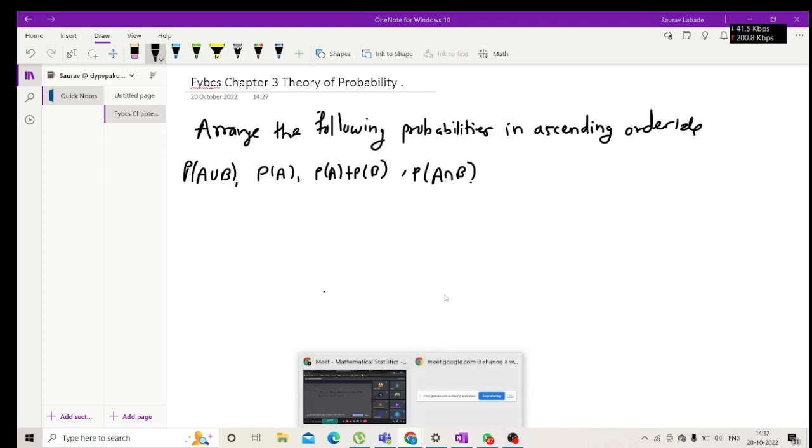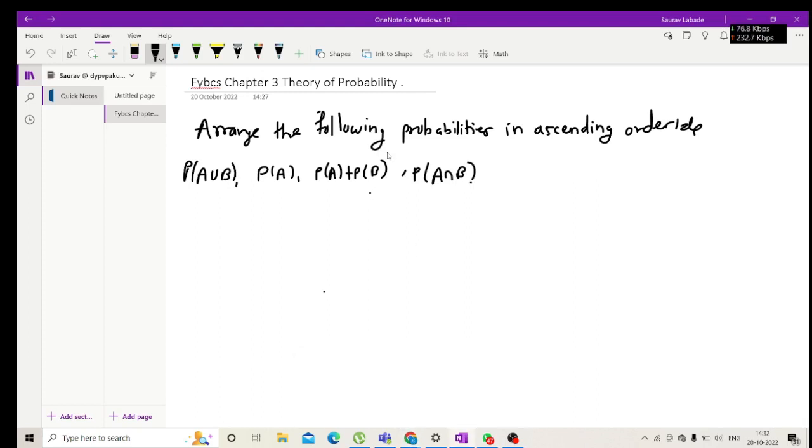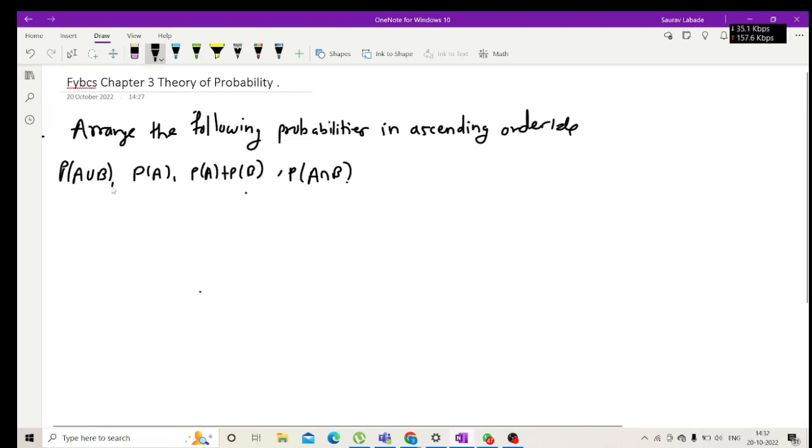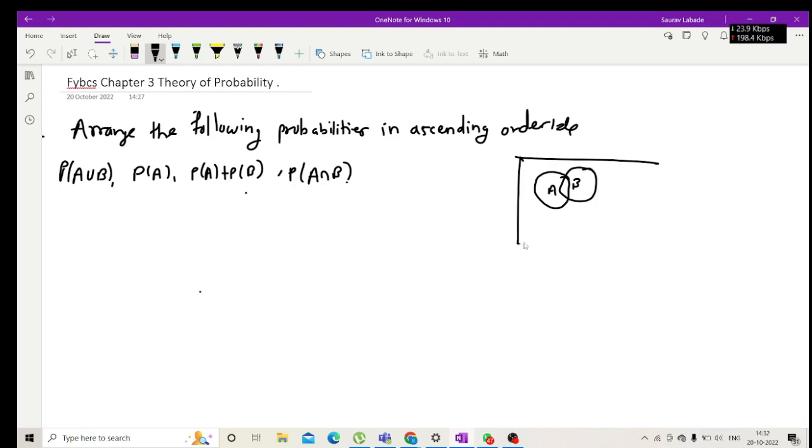Yes, so can you tell me what will be my first probability? Now we have to arrange these probabilities in ascending order. Okay, so what will be my solution here? First understand. Let's understand this in this Venn diagram. This is my A event, okay, this is my B event, and this will be my sample space, right? And this is the A intersection B.